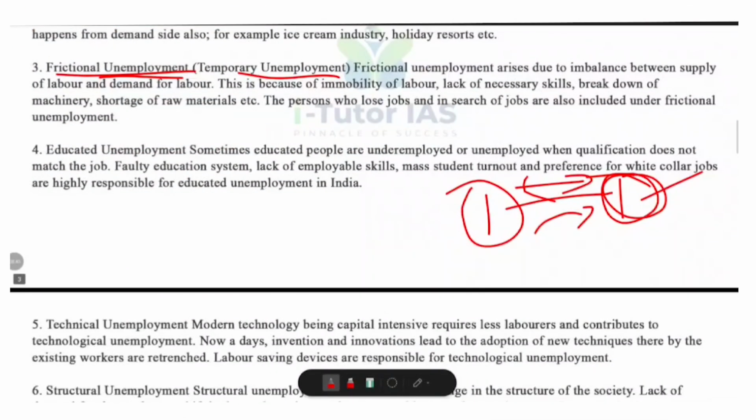What about educated unemployment? This is when educated people can't find suitable jobs for their qualification. It's very common in India because of our faulty education system, a lack of practical or employable skills, too many graduates, and everyone wanting white collar jobs, meaning office jobs, instead of manual work. So even highly educated people may remain unemployed or underemployed.